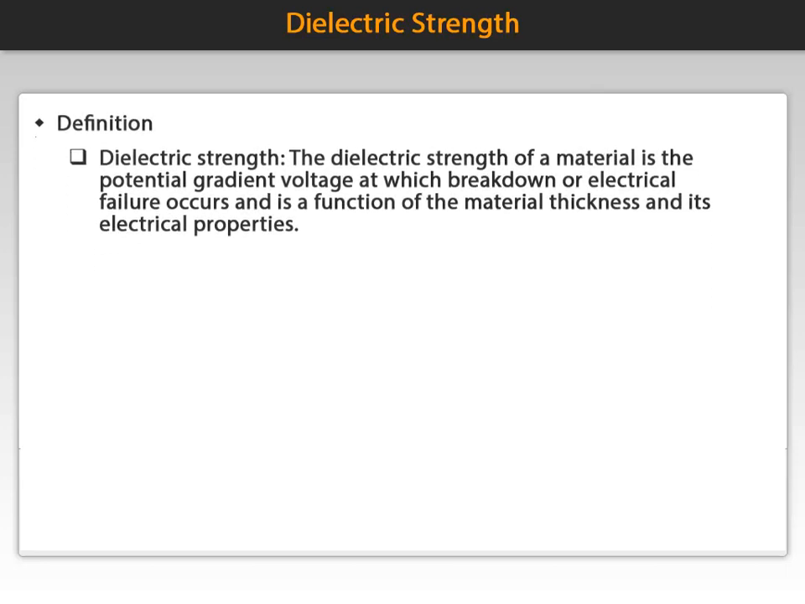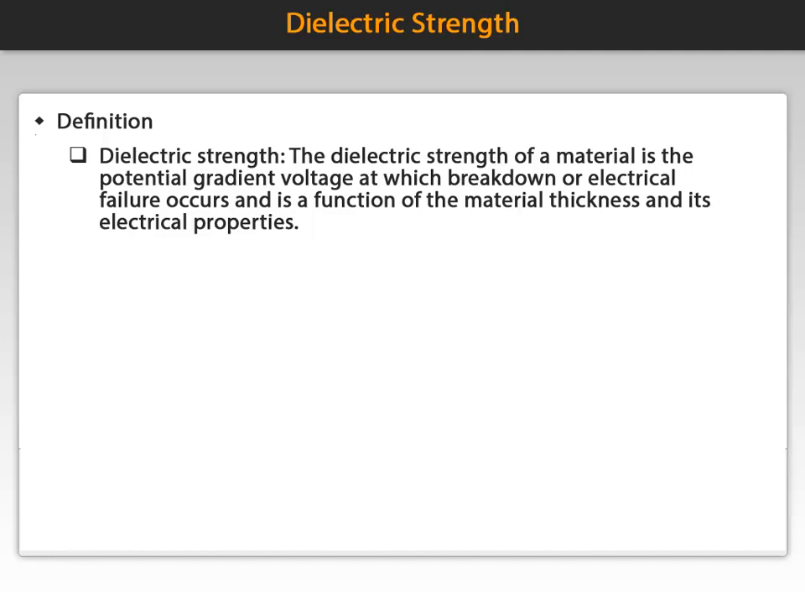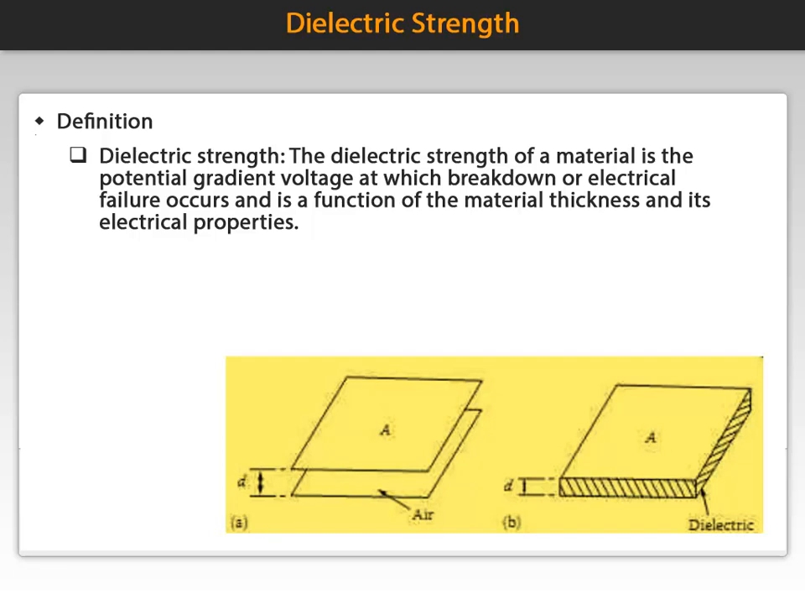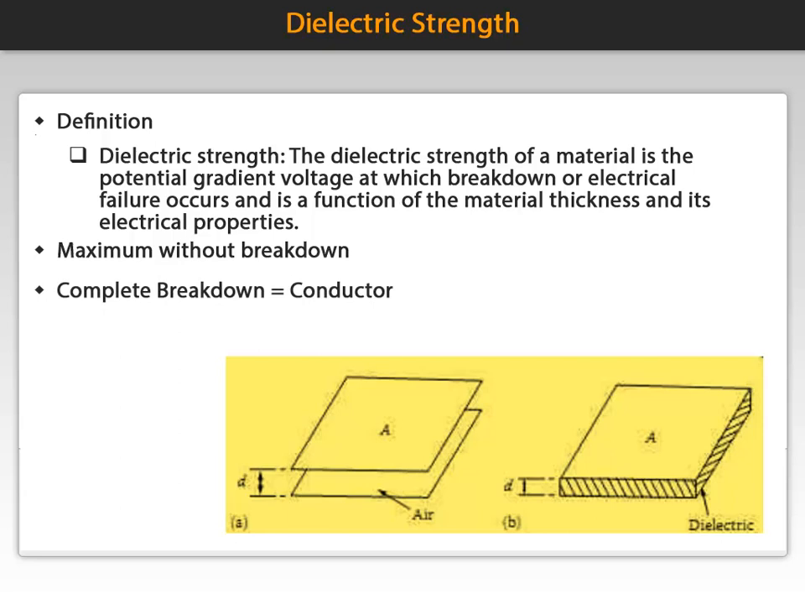Another term we will examine is dielectric strength. Here's the definition. The dielectric strength of a material is the potential gradient voltage at which a breakdown or electrical failure occurs and is a function of the material thickness and its electrical property. In other words, it is the maximum electric field which a capacitor can withstand without breaking down. When a complete breakdown occurs, the dielectric transforms into a conductor.